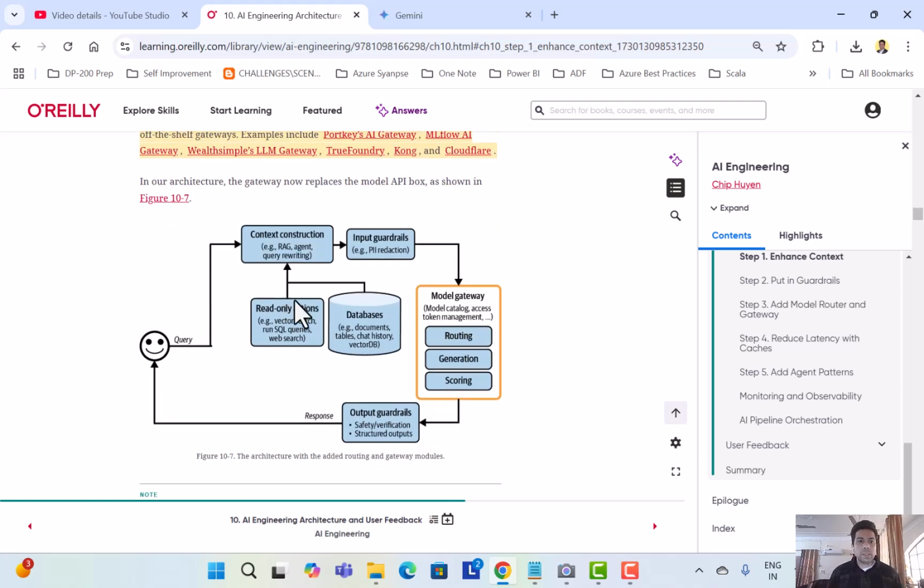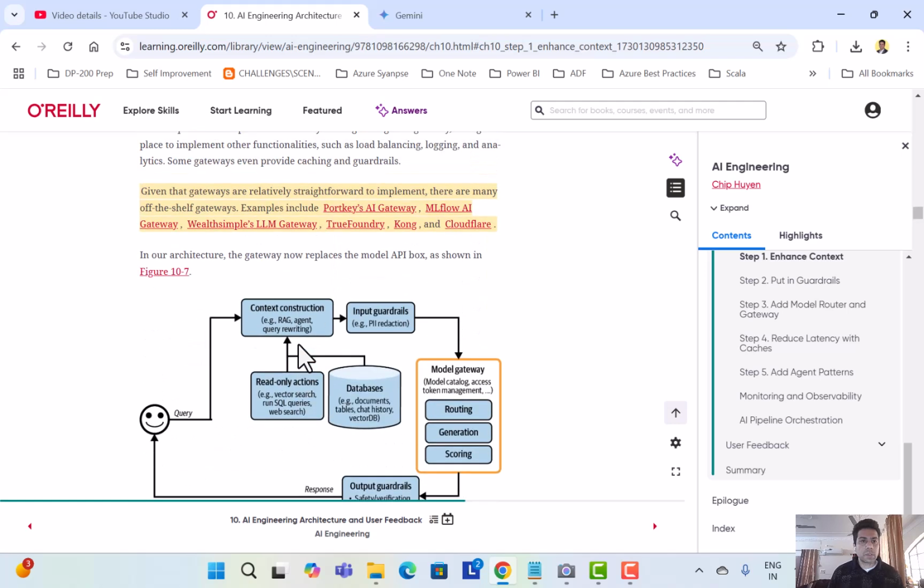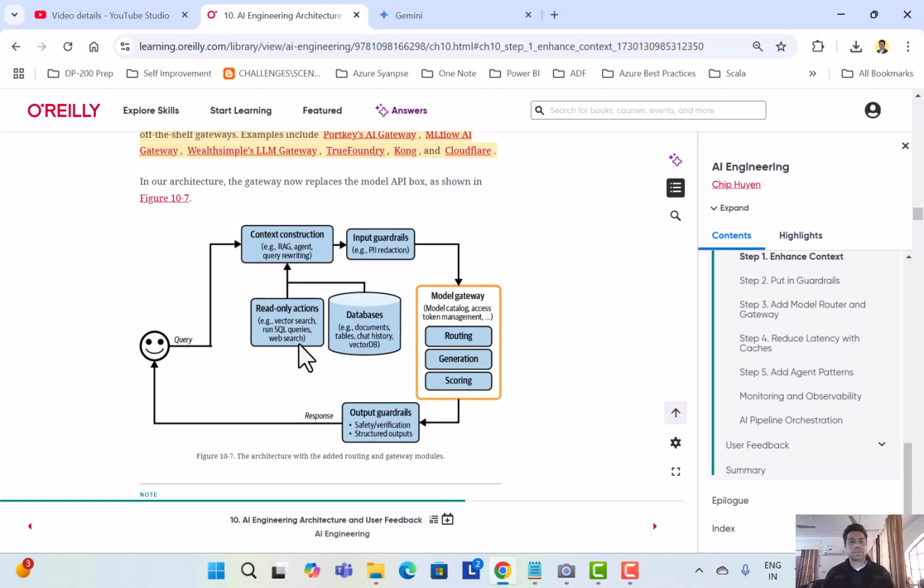Then I think we will stop our reading session now. And yeah, I think I gained quite a bit of knowledge, especially around routing and model gateway. So we'll continue this chapter 10 book reading series of the AI Engineering book.